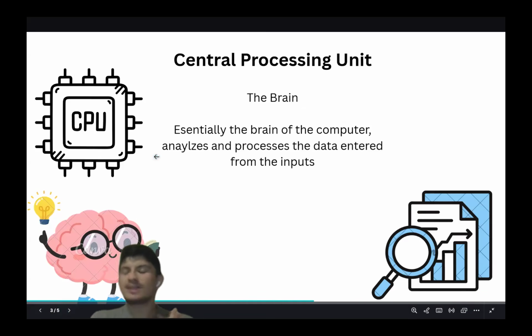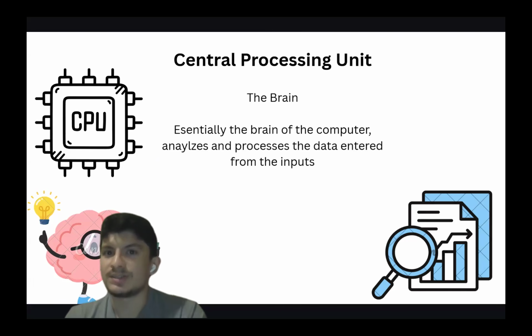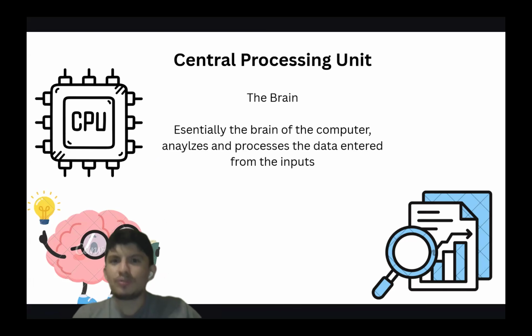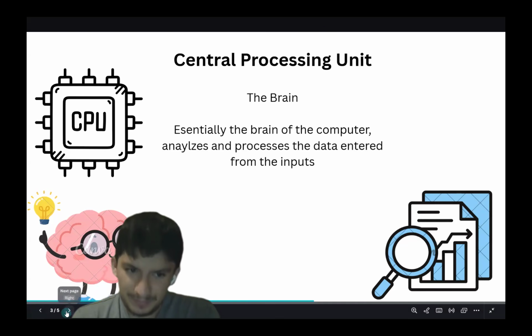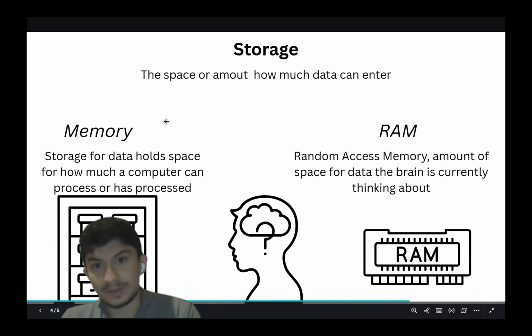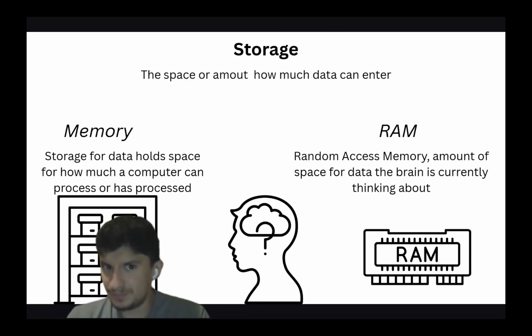Now, once data is entered into the system, it is processed by the brain of the computer, which is the CPU, or the central processing unit. Once it receives the data, it analyzes the data, processes it, and sees what to do with it. However, in order for the brain to be able to do that, it needs storage.